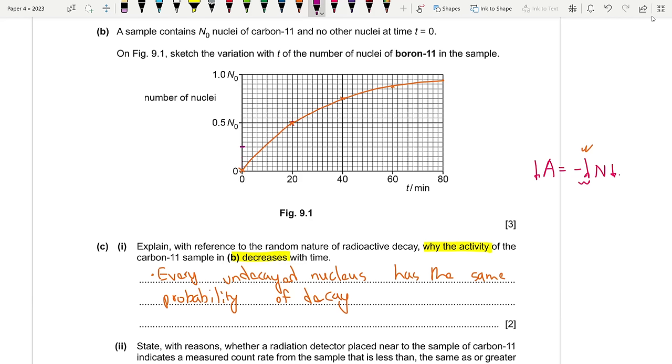And what else? Since there are fewer undecayed nuclei remaining with time, fewer will decay in a given time interval, right?